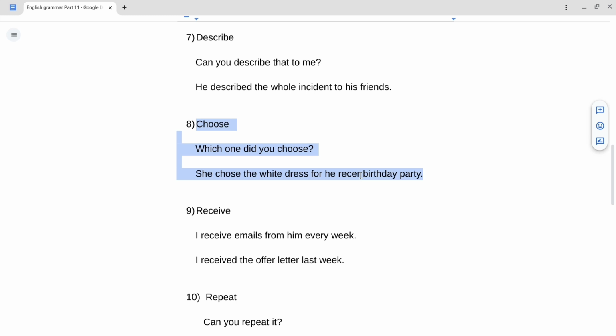She chose the white dress for her birthday party. There is a mistake over here, so I will make some corrections. Yeah, she chose the white dress for her birthday party. The birthday party was coming up, so she chose a white dress. So choose means to select something. The past tense is chose.